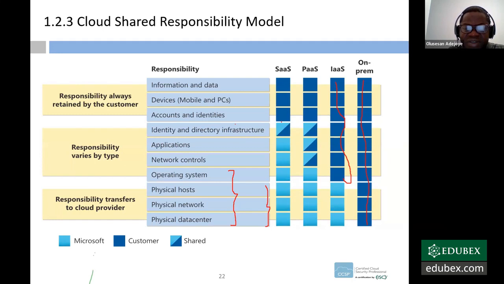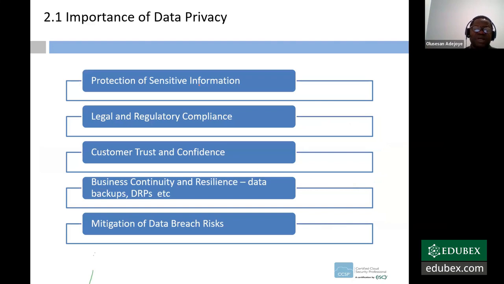Now, in software as a service, the consumer does not provision anything. All we do is to subscribe. Example, Zoom. We didn't provision anything. We only subscribe for the service. So all the underlying infrastructure, the application, the networking, operating system will be the responsibility of the cloud service provider. The only function of the cloud consumer is the information and data, and the devices connected to it and how you identify them. So regardless of the cloud categories, whether infrastructure as a service, platform, or software as a service, you must protect your information and data.